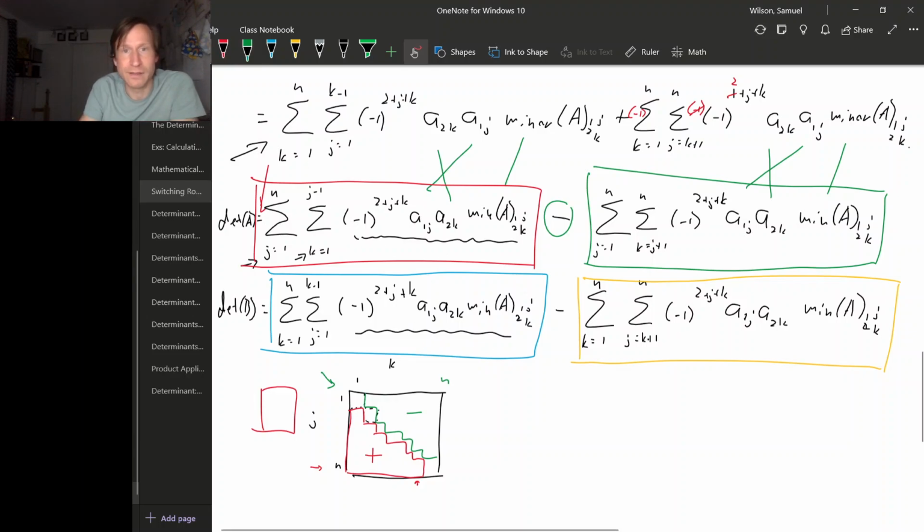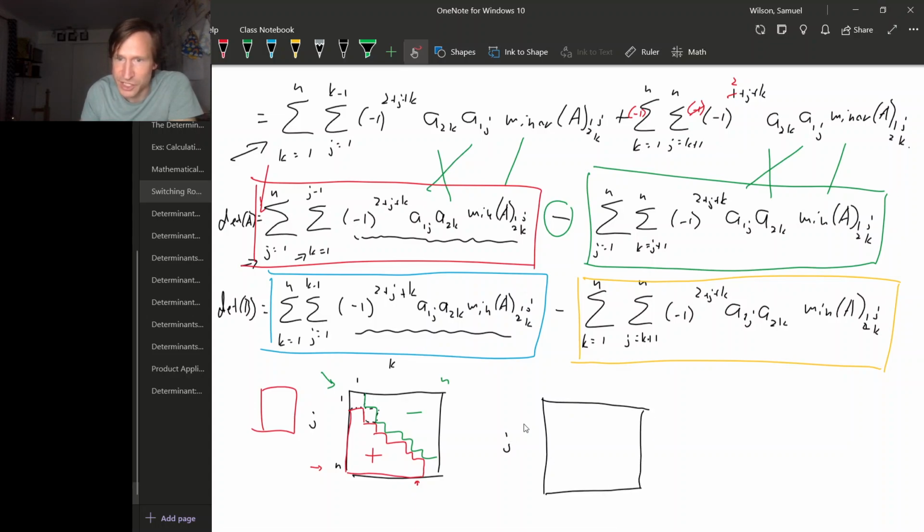Now let's do the blue and the yellow. We're going to have the same sort of picture. j can go from 1 to n, and k can go from 1 to n. So let's do the blue. For the blue, k can go from 1 to n. This time, since k is on the outside, we have to do things by column first. So j is going from 1 to k minus 1. When k is 1, there aren't any numbers between 1 and k minus 1, because k minus 1 is 0. So there aren't any numbers bigger than 1 and less than 0. So we don't get anything in the first column for this blue piece.